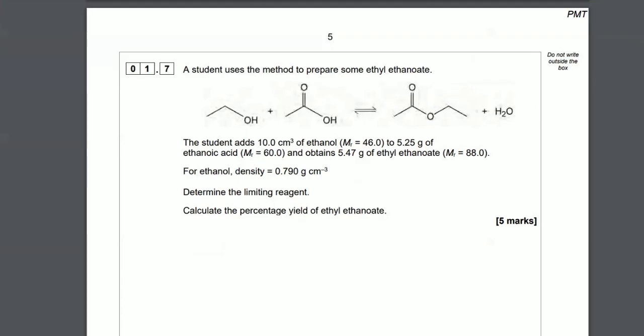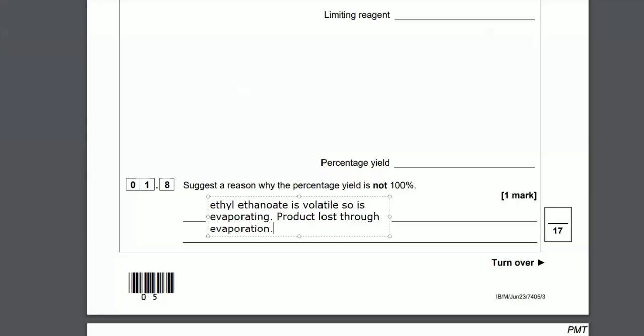But yeah. One of the things I would suspect is we've probably made close to the actual yield, but if we left it around for a few minutes, all the time we're leaving that product there, that ester is evaporating and our mass of product is decreasing. So ethyl ethanoate is volatile, so it is evaporating. So: product lost through evaporation. You get that with some of these organic solvents. So there we go. It can be a good thing in certain situations in chemistry.